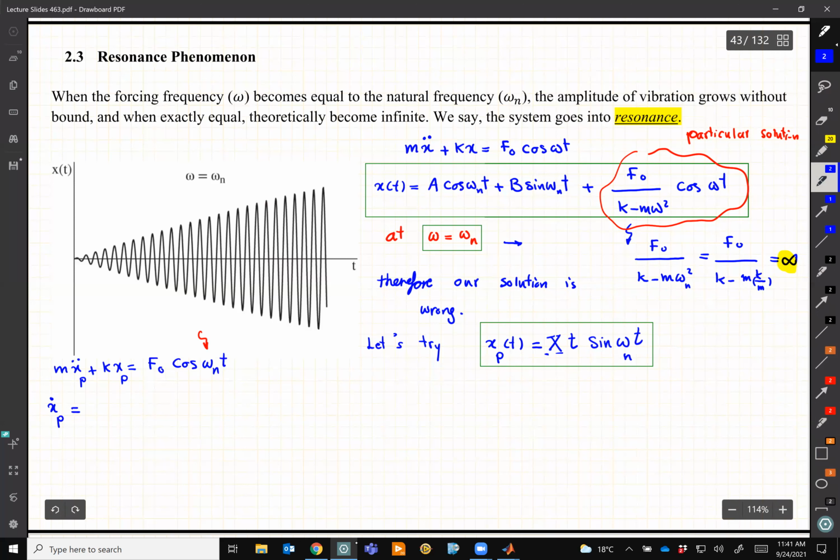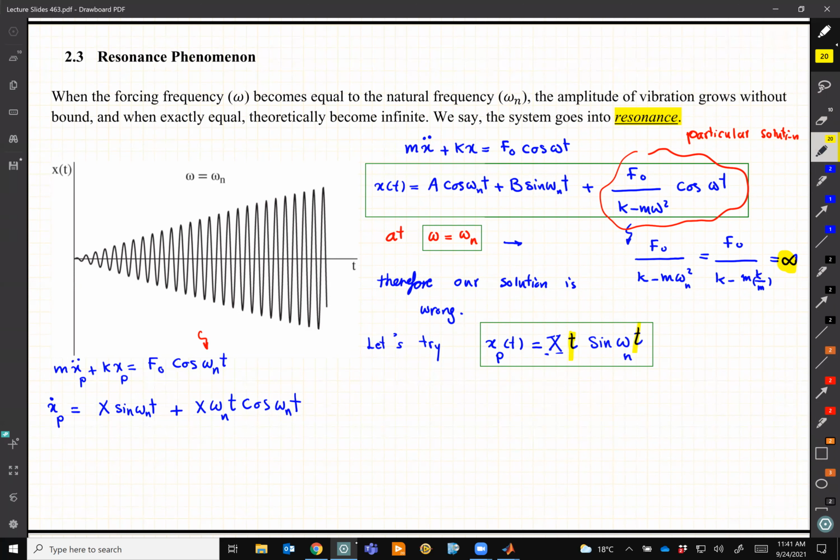x dot p is equal to, and you need to check my derivative, make sure that I'm correct, x sine omega_n t, right? And then if I take the derivative one more time, it's going to be x omega_n t cosine omega_n t. Please check to make sure it's correct. I have t here, I have t there. First, I take the derivative with respect to t, so I get x sine omega t. But that's correct, hopefully.